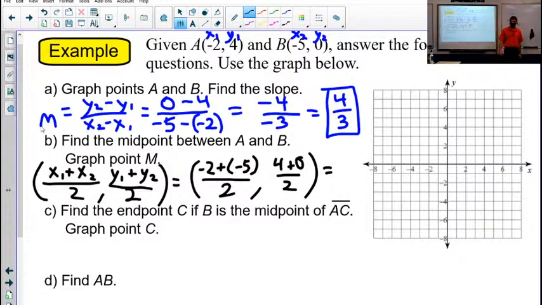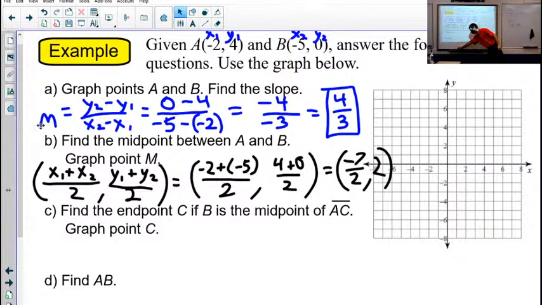Which equals, we got -2 and a -5. -2 plus a -5 is going to be a -7. If I take a negative and add a negative, it should get more negative. Over 2. 4 plus 0 is 4. 4 divided by 2, well, that's going to be 2. So -7/2, 2 is our midpoint.